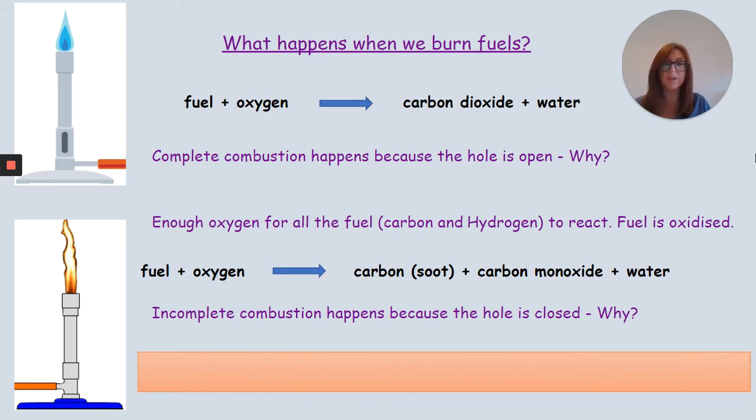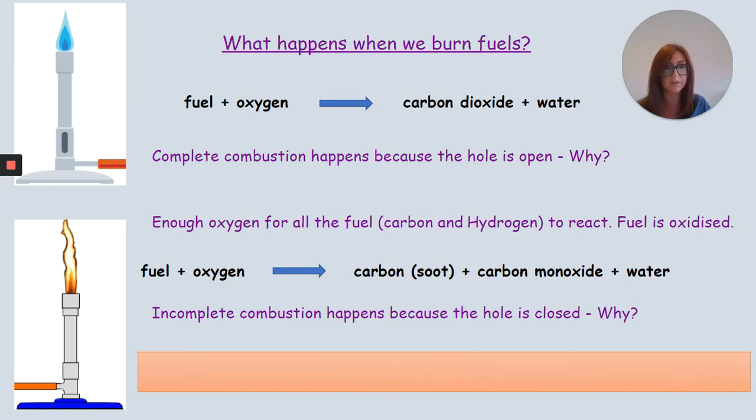Okay, so the reason we've got complete combustion when the hole is open in the Bunsen burner is because there's enough oxygen for all the fuel to react. So we've got the hydrocarbon, which is a fuel, carbon and hydrogen, fully reacting and they're both oxidized. Carbon is oxidized to form carbon dioxide and hydrogen is oxidized to form water.